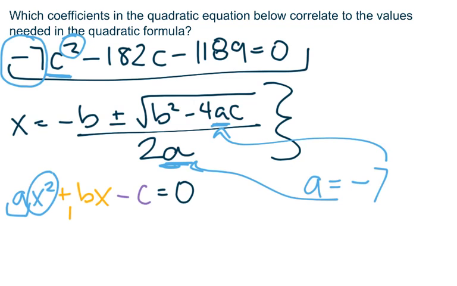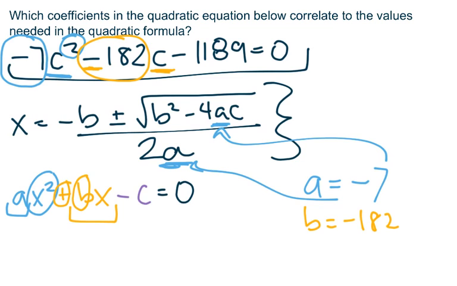Our b coefficient correlates to the first degree term, which in this case is negative 182. And you know that because c is raised to the power of 1 over here, so b equals negative 182, and it's also a negative sign because we have a negative in front of the 182 in our equation, but a positive in front of the b term in the standard form of the equation.